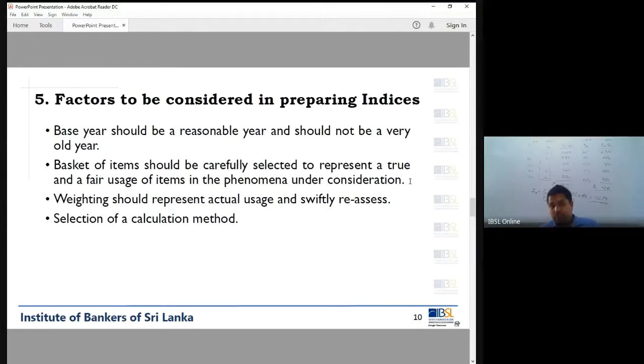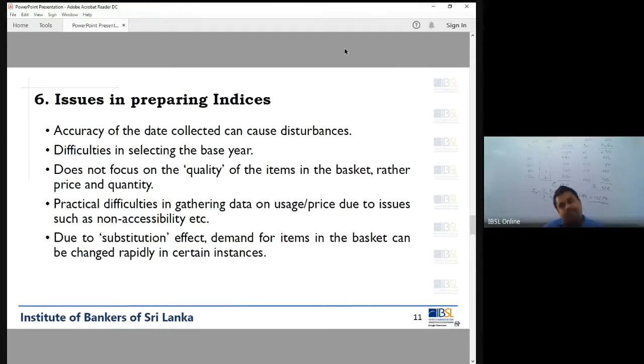These are not the only two methods used in the statistical world; there are plenty of other methods. Given a choice, you have to select a calculation method based on a logic that you are defining. So these are the important points to be considered if you are preparing a fresh index. These are some of the issues you will come across, and they come from the same points we discussed for the construction and consideration of indexes.